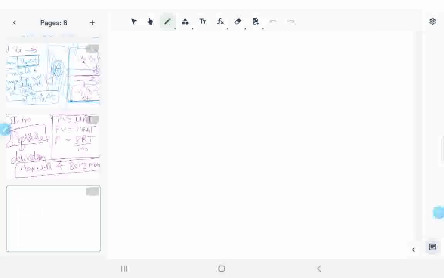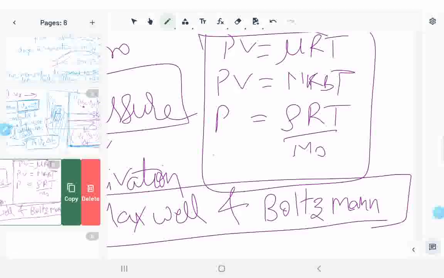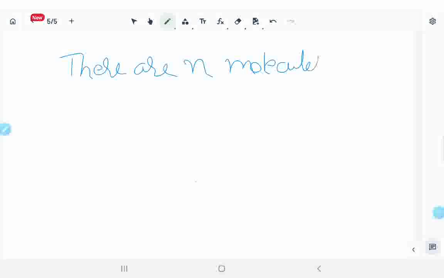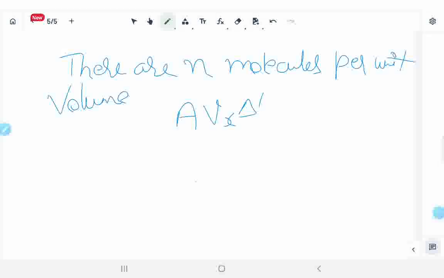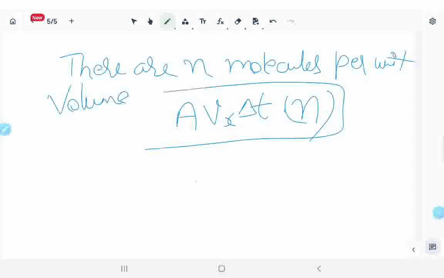अब आपको इस स्लाइड का कोई सेंस नहीं, it was the revision part. Okay, see, if there are n molecules per unit volume, then the total number of molecules colliding with A is the area, vx del t is the length, n is the number of molecules per volume, and I am writing this number of molecules.